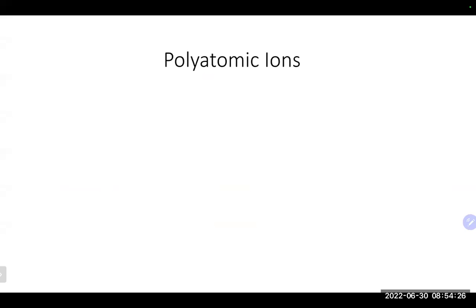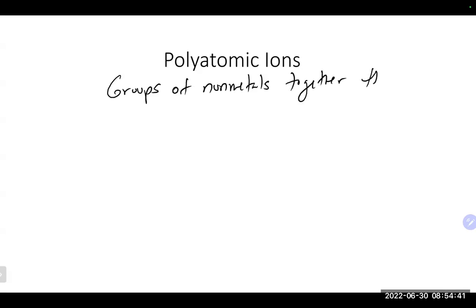Let's talk a little bit about polyatomic ions. Polyatomic ions are groups of nonmetals together that have charges so that they are frankly ions. But they are kind of interesting in the sense that they are actually held together by sharing of electrons. So polyatomic ions are actually nonmetals which will share electrons together. As a result of them sharing electrons, they do have an overall sort of charge. And so they are sort of treated like ions.